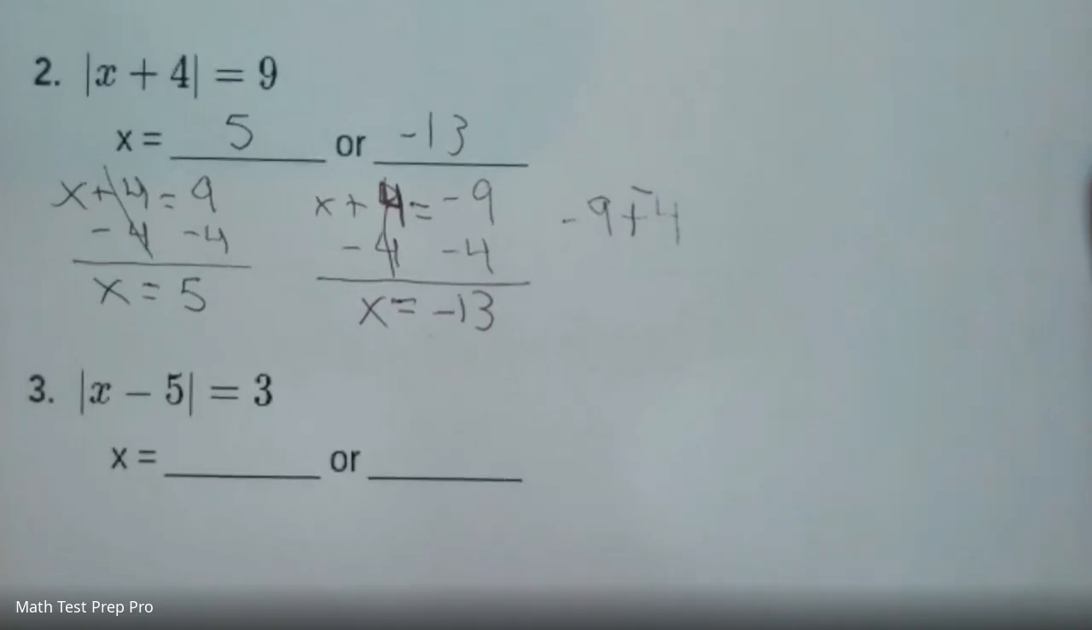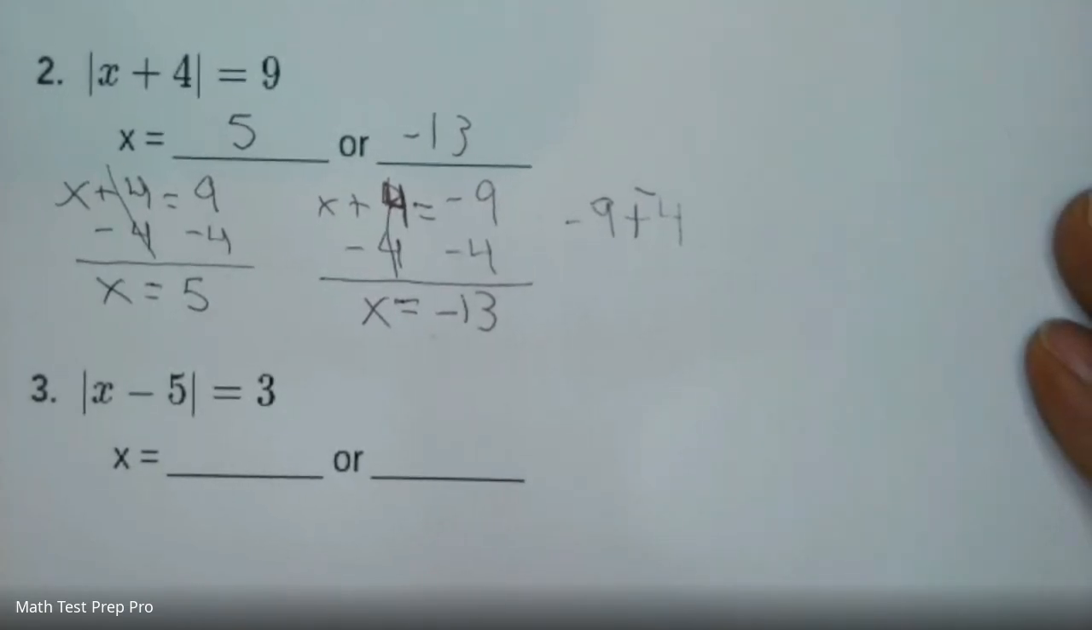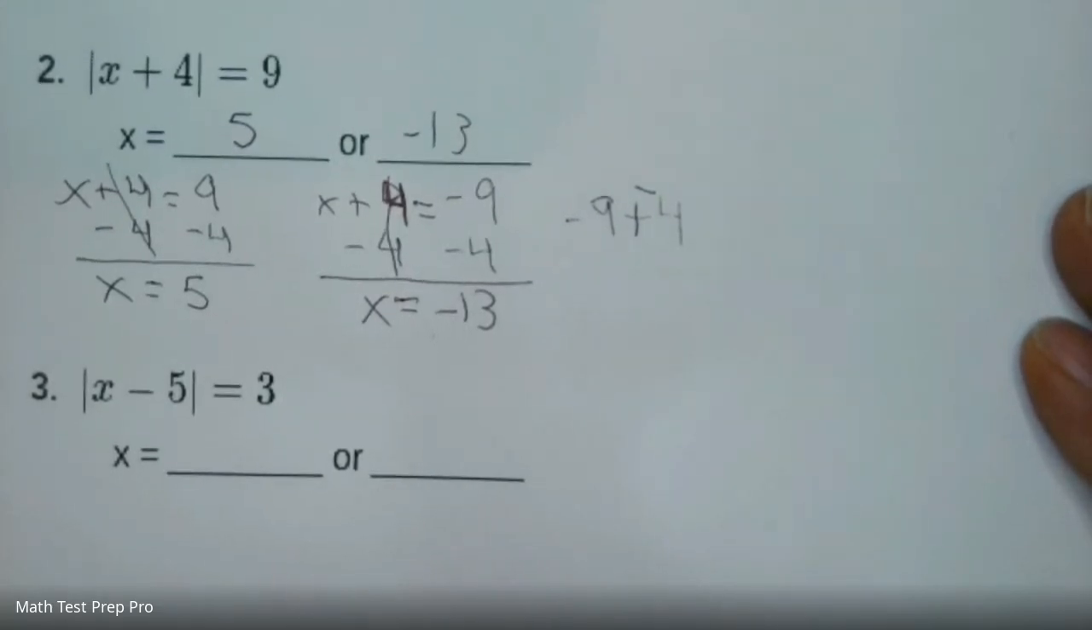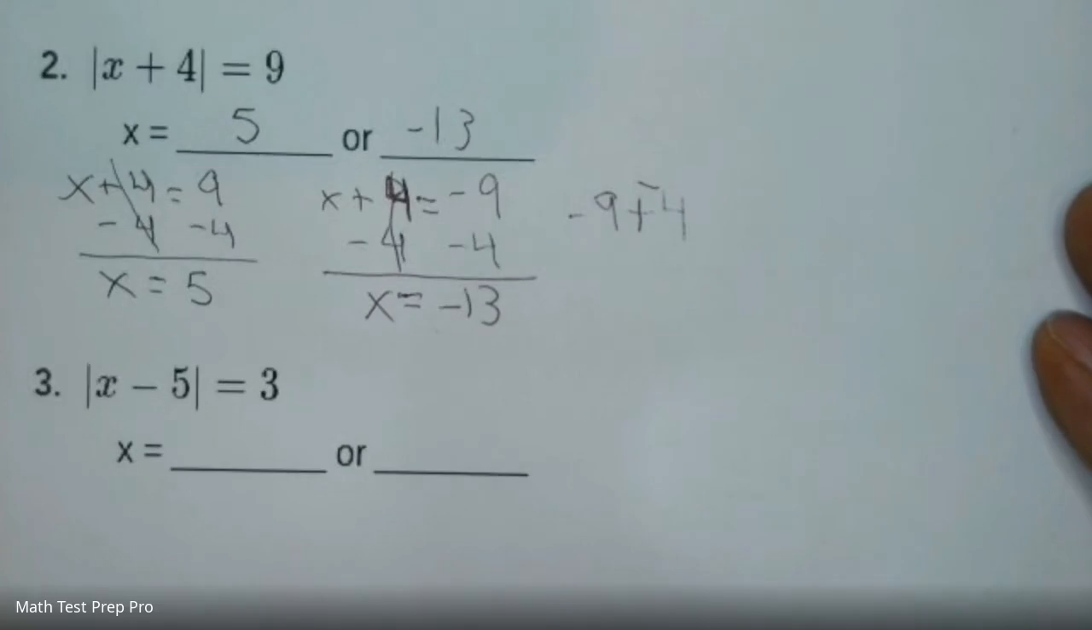If you notice a pattern here, that's just our problem-solving method. When we see these types of equations on tests, we're going to take the absolute value and set it equivalent to the positive and the negative value of what's to the right of the equation.